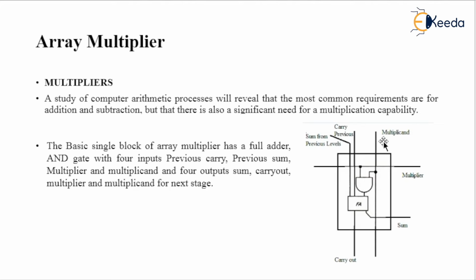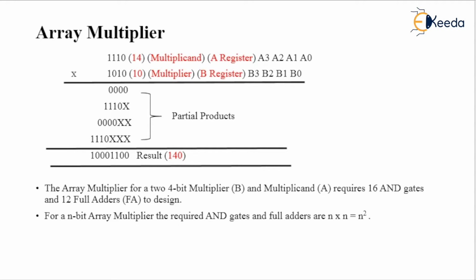Similarly, this multiplicand is acting as input to this single block of the array multiplier, and the multiplicand is moving towards the next stage. So that's why this multiplicand is also considered an in-out signal. For example, I am going to take two numbers, 14 and 10, and multiply them and see how the operation is done. So let us discuss that.